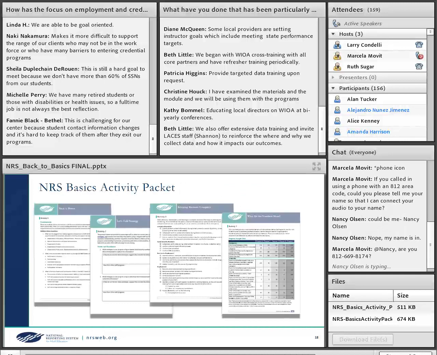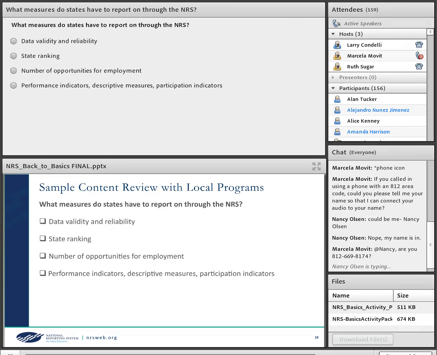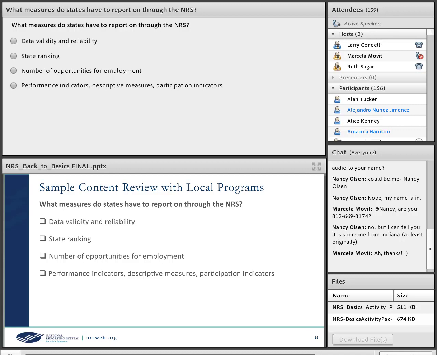This is just an image of the activity packet, and then I just want to show you a couple examples of things that are in the activity packet. So we tried to mix it up and have some multiple choice, sort of quiz-like things, and then also short answer opportunities, and then deeper discussions to really get into the analysis of some of the topics. So you see here the question, what measures do states have to report on through the NRS? You see what people's thinking is about it. We're going to give you an opportunity to answer here.